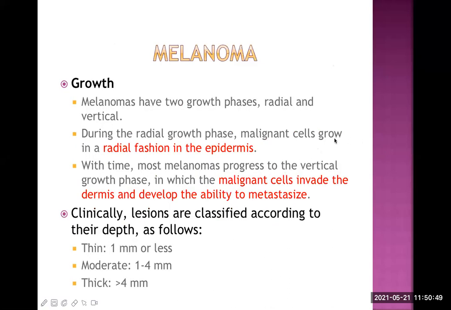Now, let's talk about how the melanoma grows, which is the direction it grows. The melanoma has two growth phases, radial and vertical. Radial means sideways, and vertical means it is going deeper and deeper. And of course, vertical is much more dangerous because it will quickly go into the dermis. And in the dermis, we have lymphatics and blood vessels. And once it invades them, it can go anywhere. Now, see here. During the radial growth phase, the malignant cells grow in a radial fashion in the epidermis, meaning sideways. With time, most melanomas progress to the vertical growth phase, in which the malignant cells invade the dermis and develop the ability to metastasize.